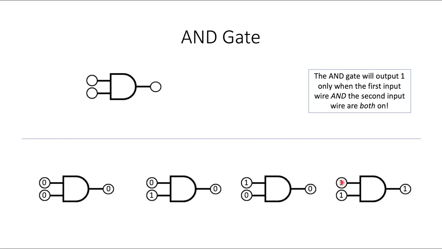But on the other hand, if I give it 1 and I give it 1, then the AND gate spits out a 1. And if you look at this sentence, you can sort of see what's going on. The AND gate will output 1 only when the first input wire and the second input wire are both on. This is why it's called AND. Okay, so I'll give you a couple seconds to look at this and digest it before moving on.